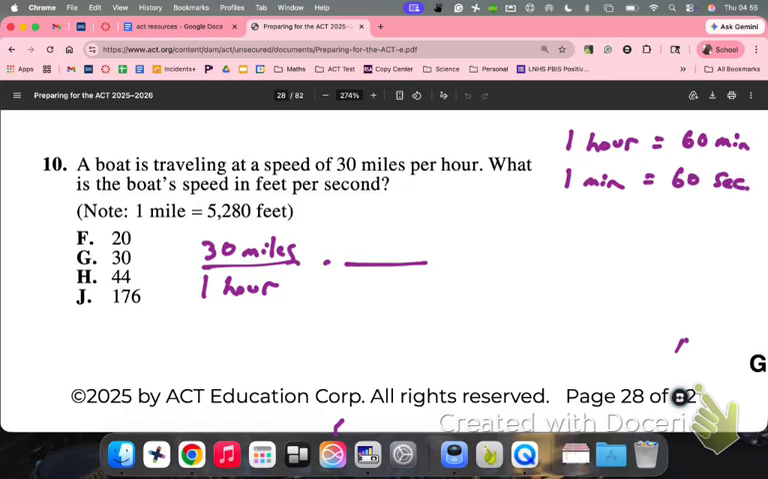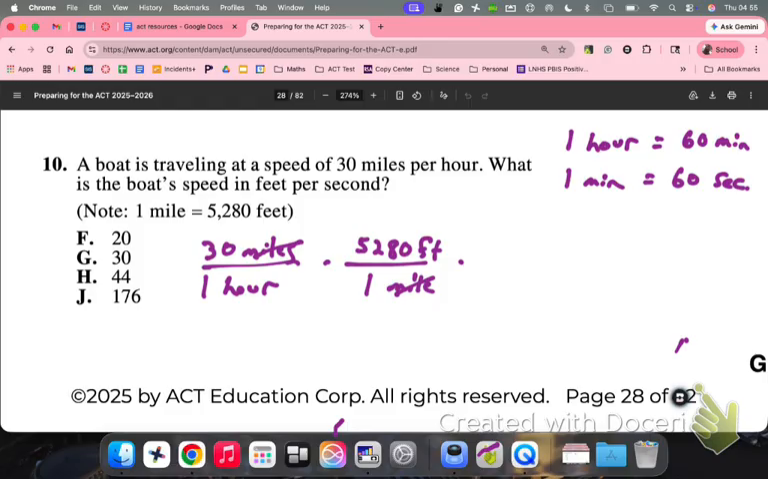I'm going to convert miles to feet. And the way I'm going to do that is by multiplying by a fraction. This fraction ultimately is just 1, really, because 1 mile is the same thing as 5,280 feet. So this fraction is just 1, but it's 1 in a special way, so that I wrote it this way so that miles on top here would cancel with miles on bottom. And if I multiply across the top, I'm going to get feet per hour. Okay, so I've converted to feet.